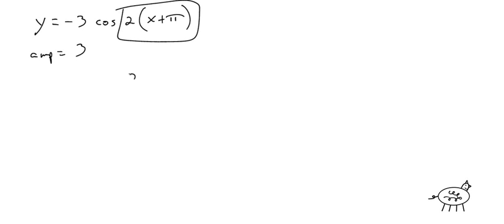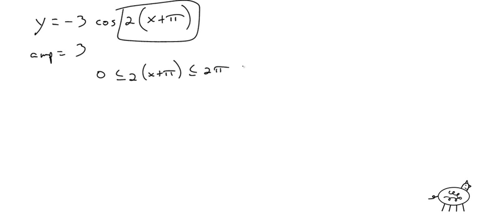Y is equal to negative 3 cosine of 2 parentheses x plus pi. Okay, it looks a little scary, but not really. Again, this has no vertical shift. We're going to do one of those in a little bit. But we know our amplitude is 3, and let's take that value 2 times x plus pi and set it between 0 and 2 pi.